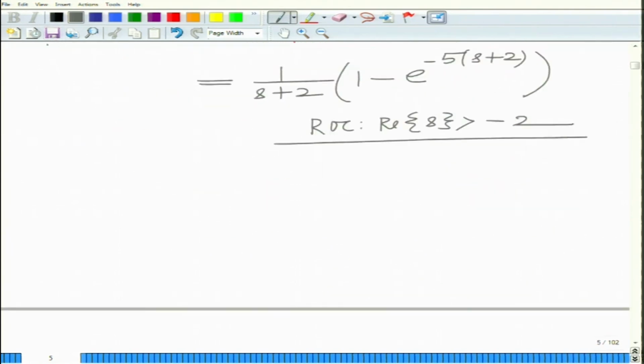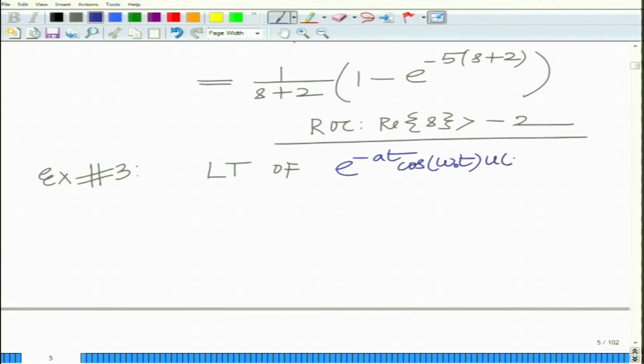Okay. Now, let us do another example. We want to evaluate the Laplace transform of the following function, that is the Laplace transform of e raised to minus a t cosine omega naught t u(t). And remember, we already know that the Laplace transform of cosine omega naught t u(t) is s divided by s square plus omega naught square.